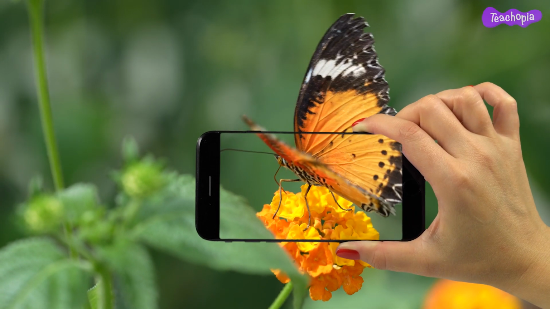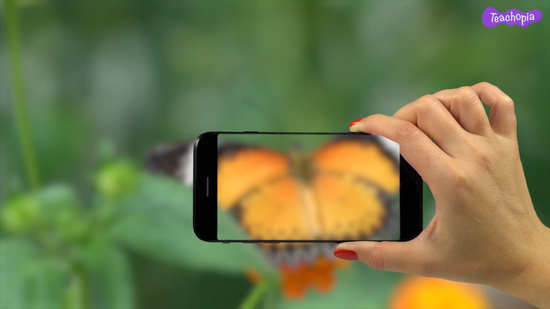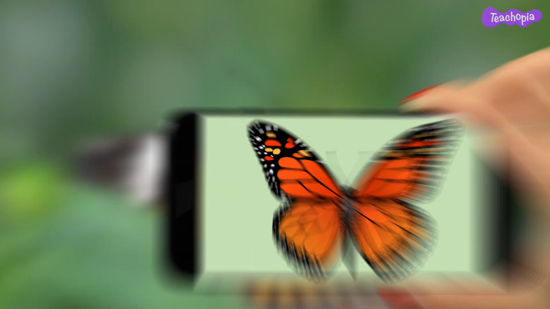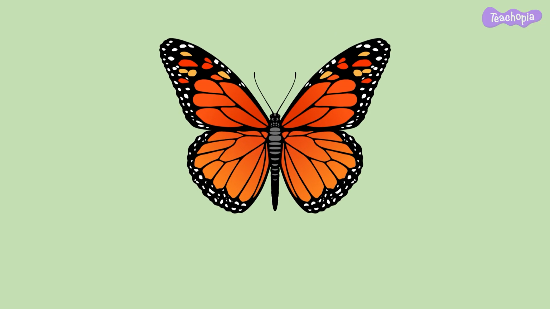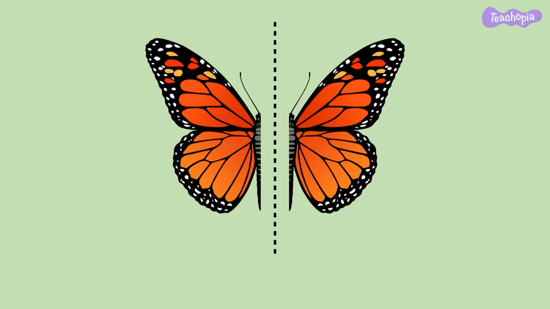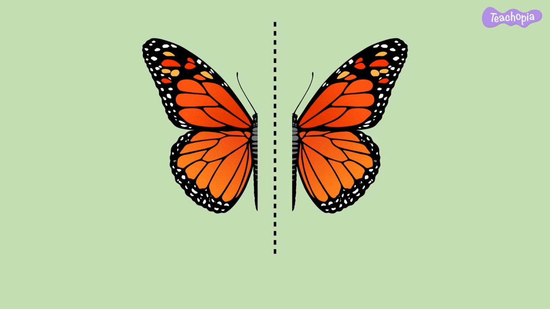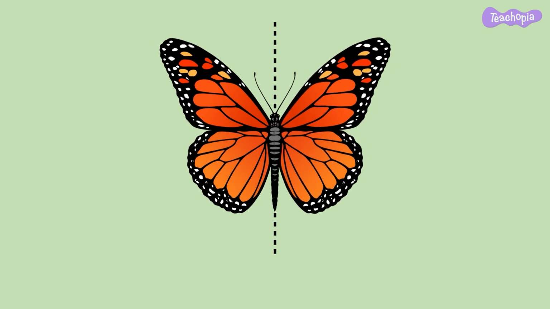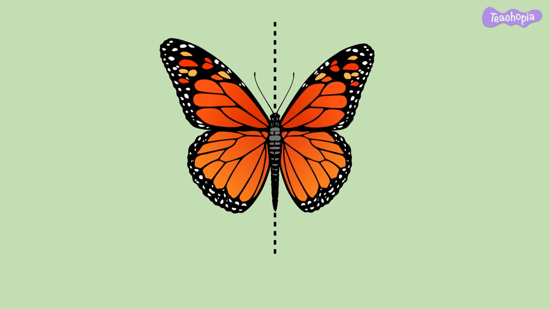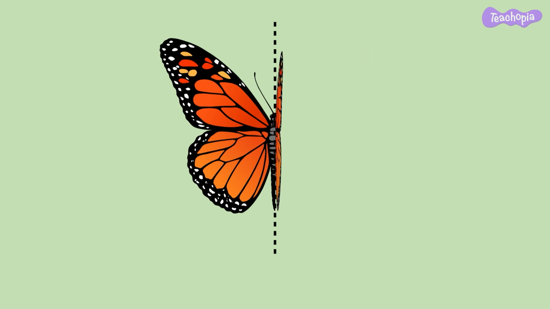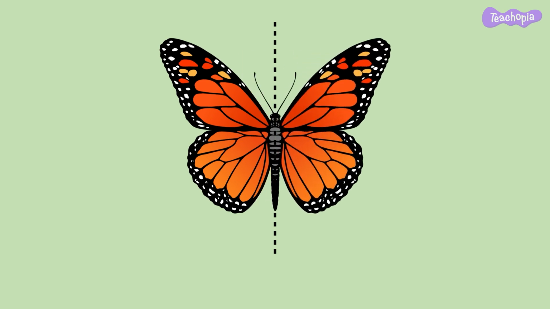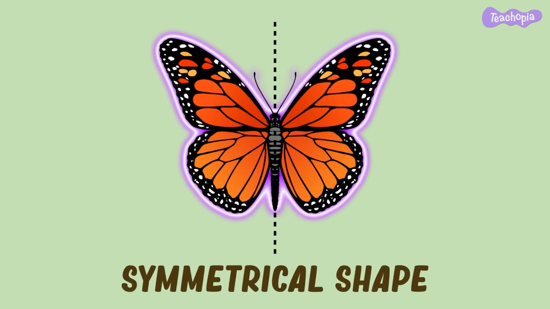Look closely at this butterfly and take a picture of it. Now, look at this photograph. Draw a vertical line on the image as shown. Now, the line divides it into two identical parts. If you fold the image of the butterfly from right to left, we can see that the two parts overlap completely. This means that the shape of the butterfly is symmetrical.